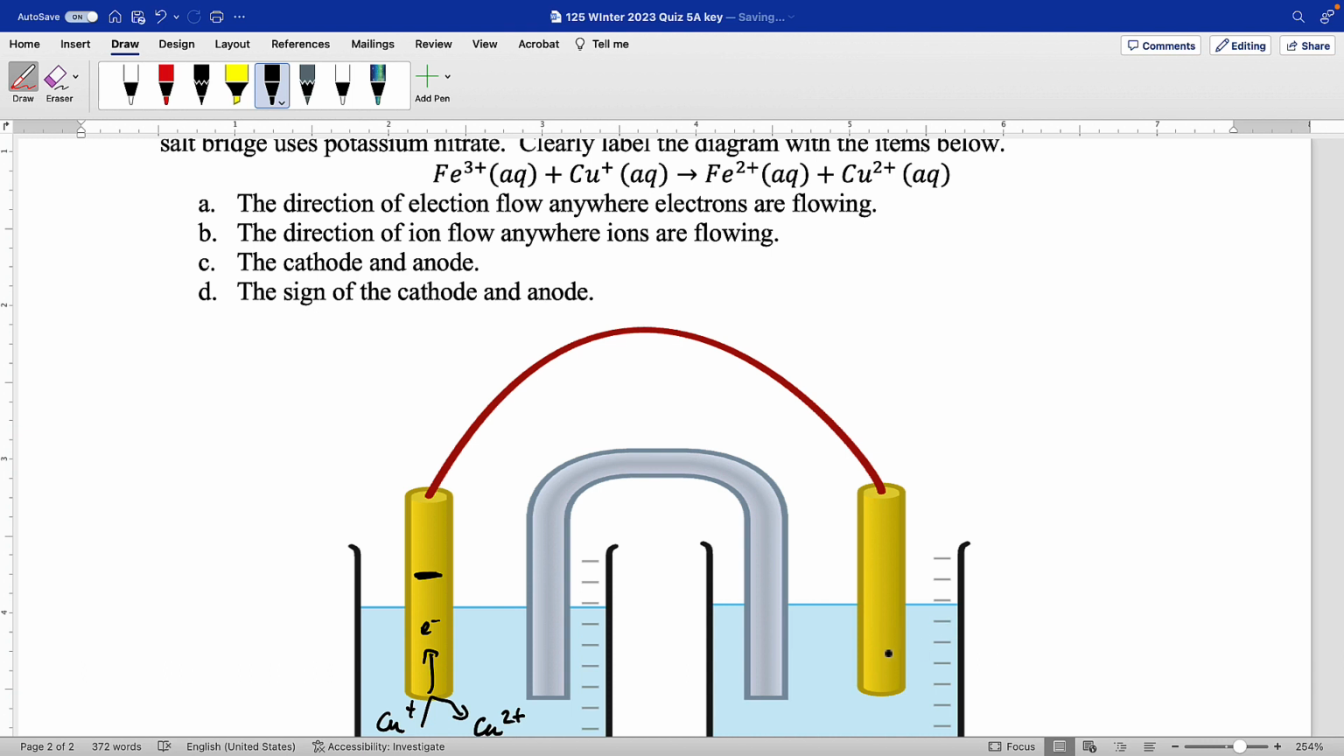If we look at the other reaction, we're reducing iron. We're going from iron 3, it's picking up an electron to become iron 2.